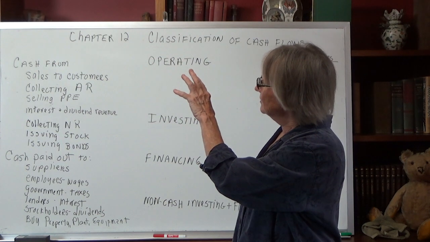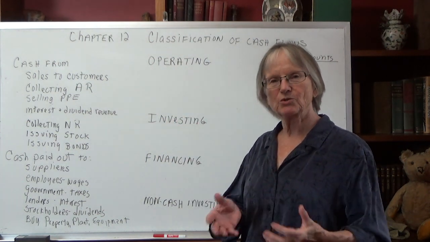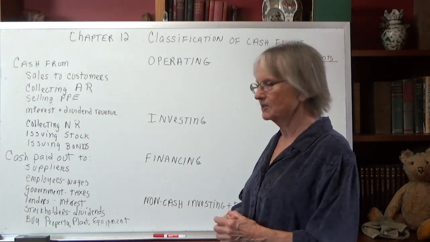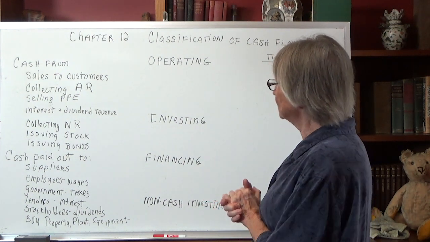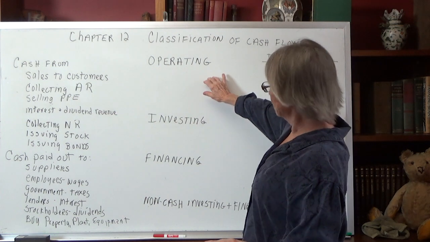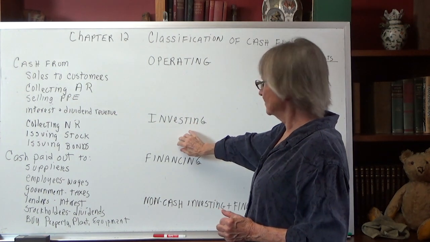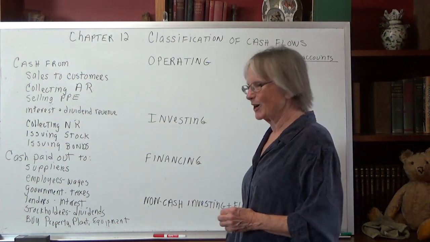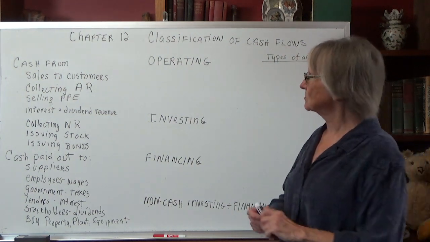So to have all of this be useful, organized into a useful format that makes sense to people and they can make decisions based on, they classify these various cash flows in and out as operating, if they relate to the operations of the company, investing, and financing. And then, of course, the non-cash investing and financing. So let's see where each of these might fit.